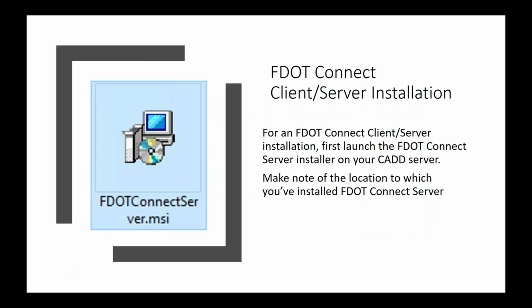Okay, what about a client server installation? For an FDOT Connect client server installation, like I said, first launch the FDOT Connect server installer on your CAD server. Make note of that location that you're installing FDOT Connect server to, and you're going to use that location value as the custom configuration location during installation. It's important to take note of these things because sometimes things can go wrong or you might miss a step, and I'm going to get into how to fix those issues later on in this webinar. There's a manual process for fixing configuration problems.